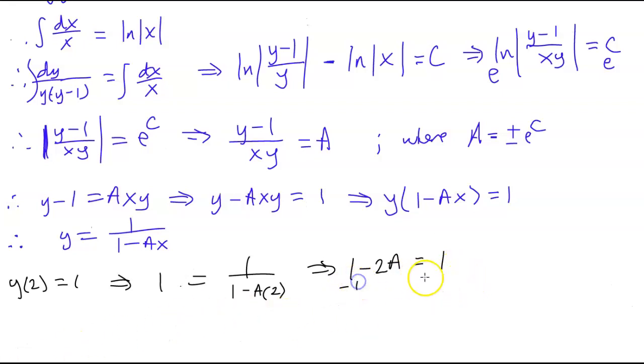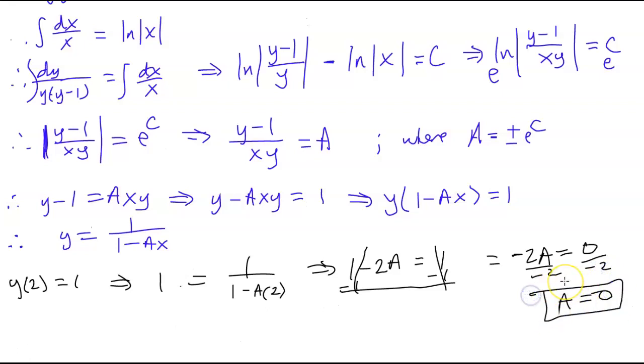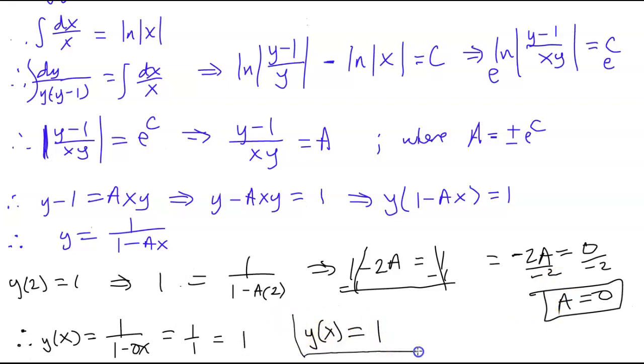And of course, if I subtracted 1 from both sides here, then I have minus 2a is equal to 0. And of course, divide both sides by negative 2, a ends up being 0. So if I look at that, then my y of x function now is that. So we see that our single solution to this particular problem is just a constant function, and that constant function value is 1.